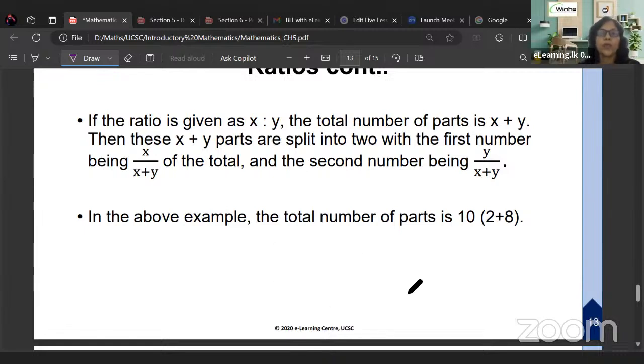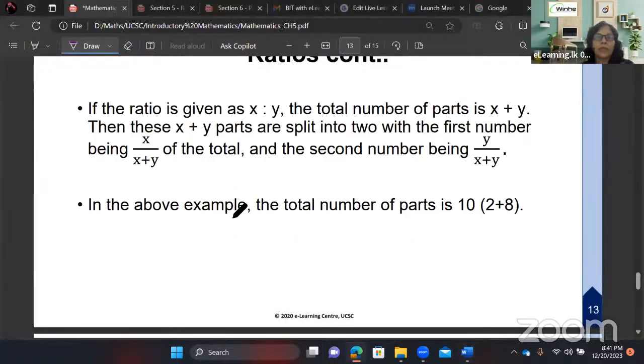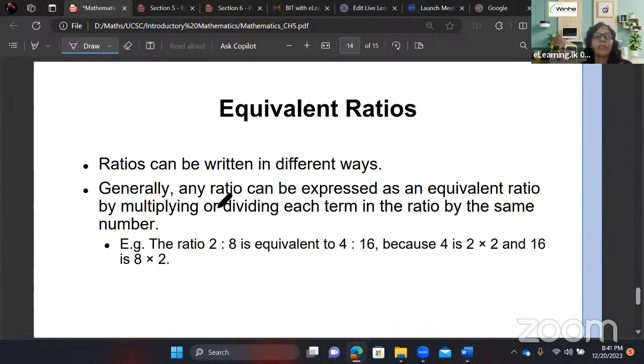Okay, so if we look at this, I will share this screen. Right, before we go into there, we will do the remaining part also. So then we look at what is an equivalent ratio.